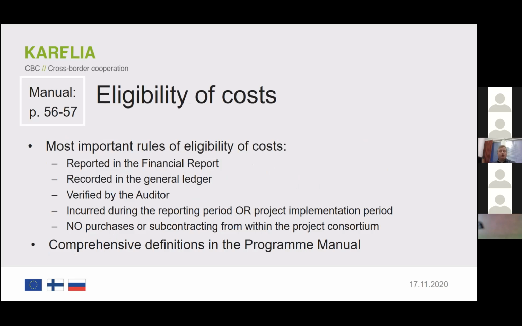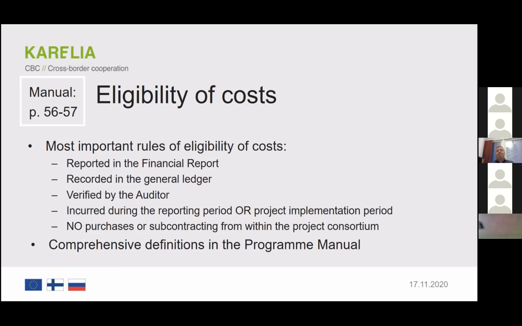The eligibility of costs. The most important rules are basically the following. The cost must be reported in the financial report. It must be recorded in the project's accounting in the general ledger. It must be verified by the auditor, and it must be incurred during the reporting period or the implementation period of the project.